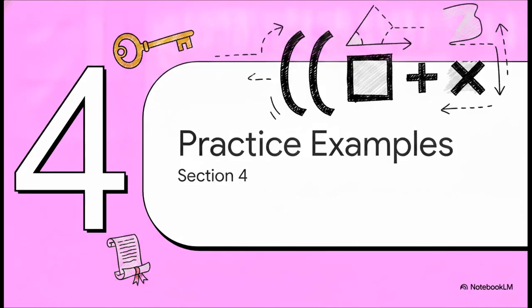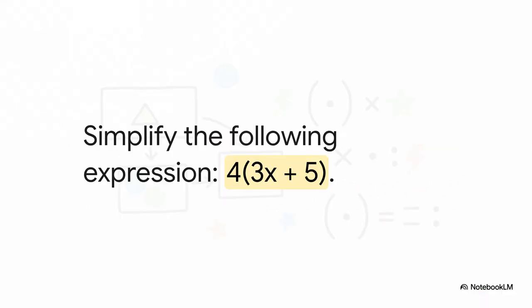Okay, section 4, practice examples. It's time to hit the training ground. Let's start things off with example 1, basic distribution. We've got a positive 4 sitting right outside our bracket house, and inside we have the terms 3x and positive 5. Just following our 4-step blueprint, we first identify the 4 as our outside factor. Then, our very next move is to multiply that 4 by our first term, the 3x.